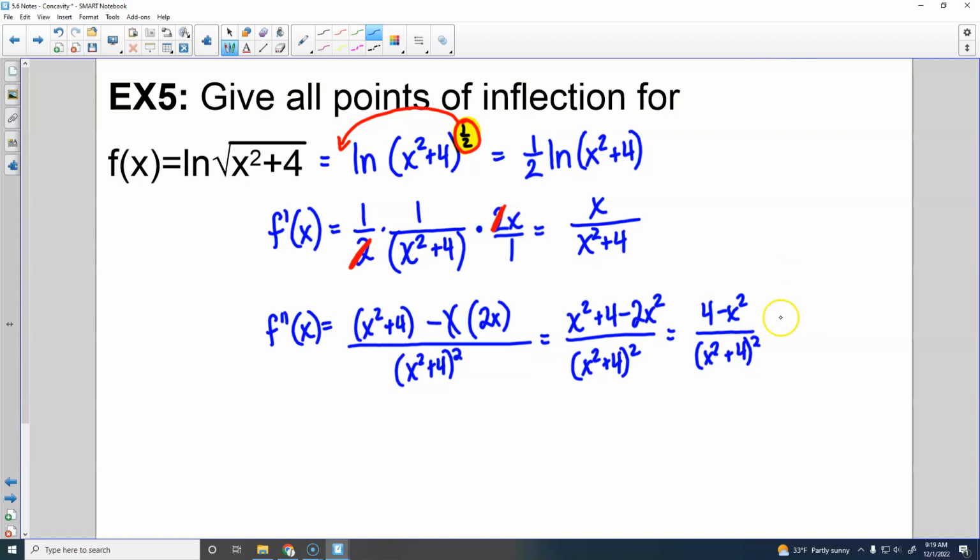And it's up to you. You can deal with this either way. You could even factor that top: 2 plus x, 2 minus x. Or you can leave it like it was. It doesn't matter. Okay, that wasn't too bad. That was an easy quotient rule at least.